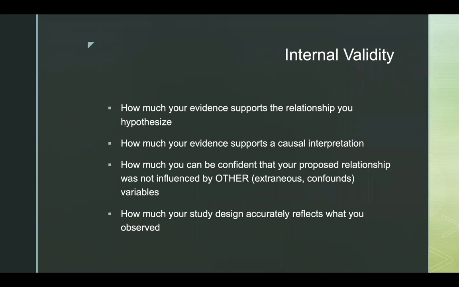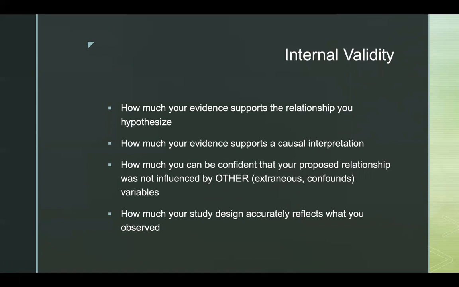What you want to do is construct your study so that what your results are reflect what you are actually studying. The validity of your experiment is in question. And so that's what internal validity is about. It's how much your evidence, in other words, your results, actually supports the relationship that you hypothesized. And this is true for both association and for causal studies.